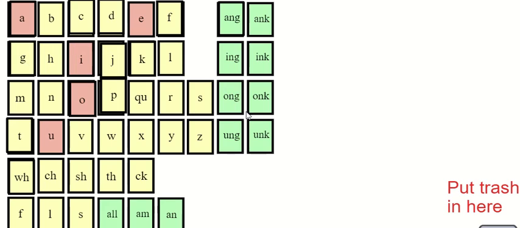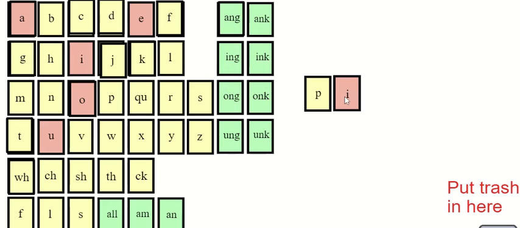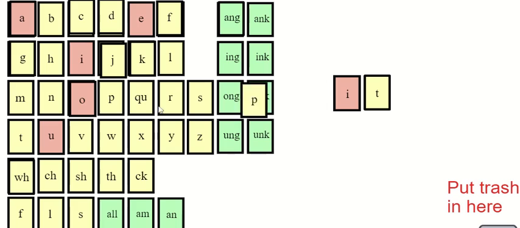Two more. The next one is pit. Repeat that word, pit. I hear p, i, t in pit. P, i, t, pit. Let's spell it away. P, I, T.